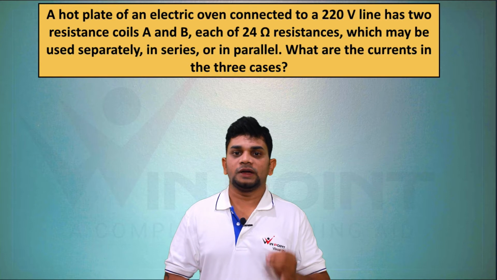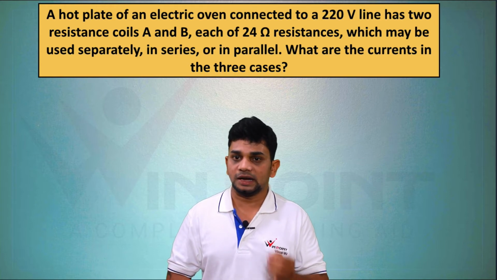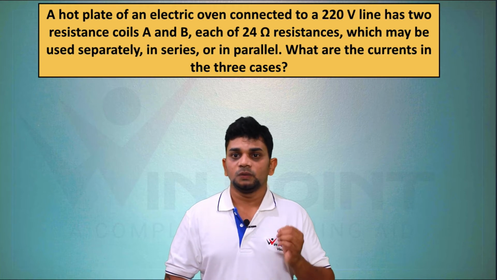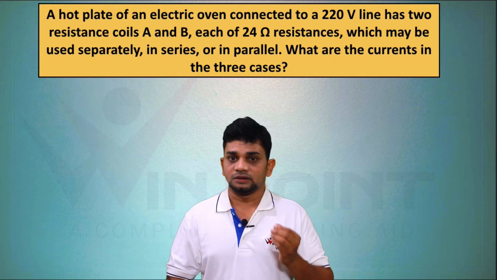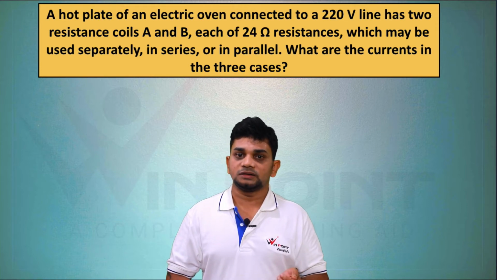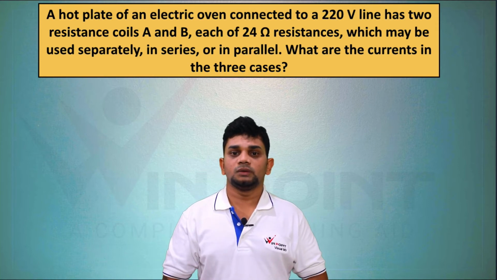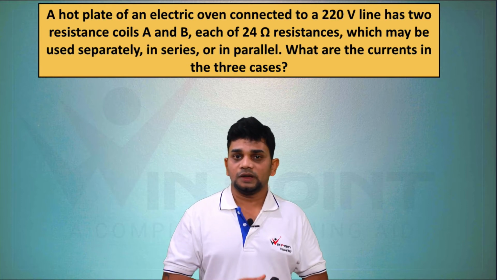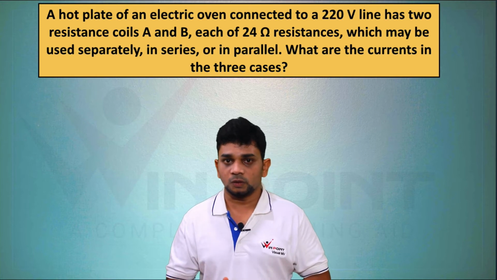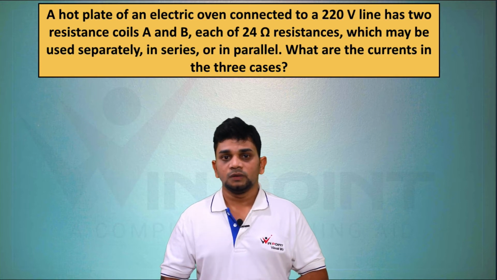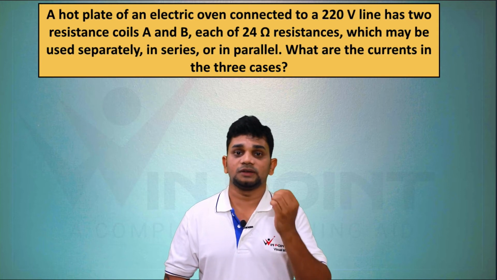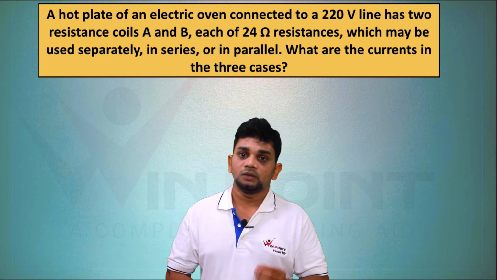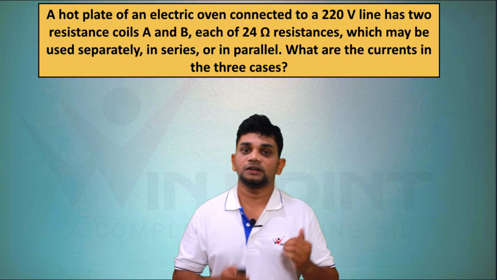A hot plate of an electric oven connected to a 220 volt line has two resistance coils A and B, each of 24 ohm resistance, which may be used separately, in series or in parallel. What are the currents in these three cases? There are two wires A and B, the resistance of A is 24 ohm, the resistance of B is 24 ohm, which may be used separately. Sometimes we are using it separately, sometimes in series, sometimes in parallel. What are the currents in the three cases? We need to find the current.